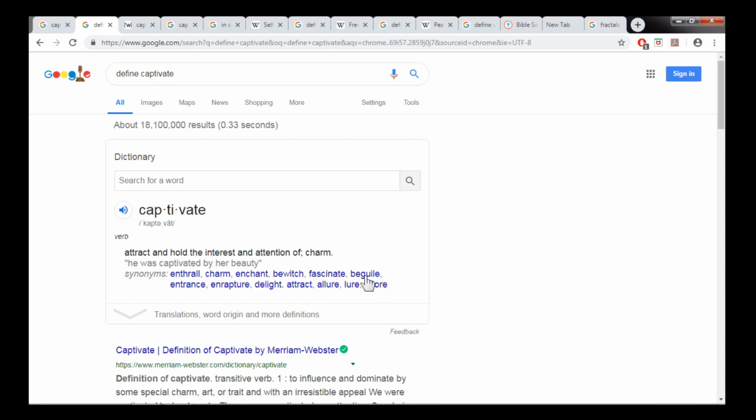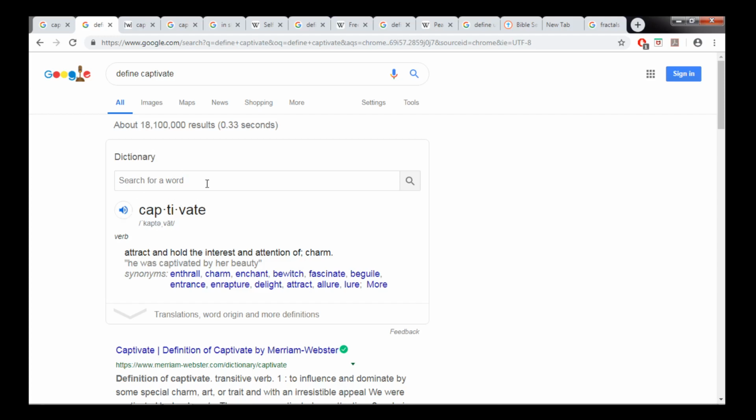Yes, beguile. Right? That's what Satan did. That's what the serpent did to Eve. Captivate her, for she saw that the fruit was good to eat. She saw image. What did she see? Wow, could it be a captivation? An enchantment. Entrance. Enrapture. Delight. Attract. Oh, see? What does the witch do to the children walking by? She delights them in and attracts them and allures them. Yes, see? Captivate.